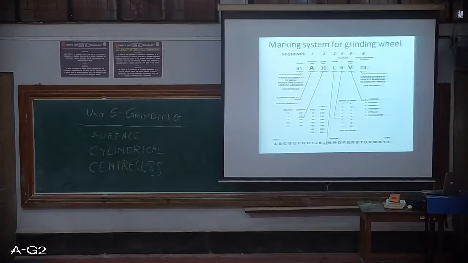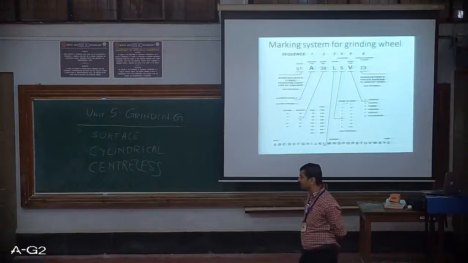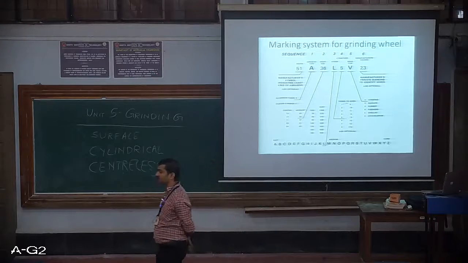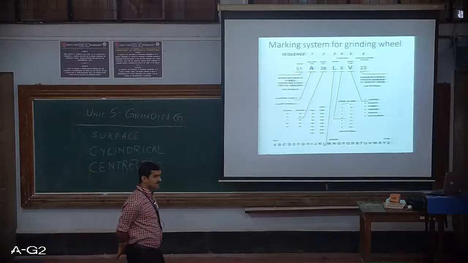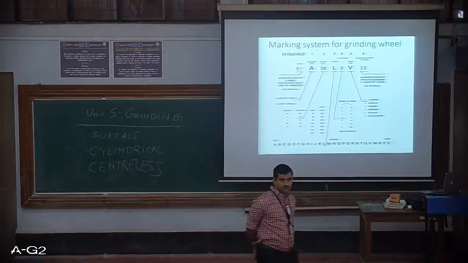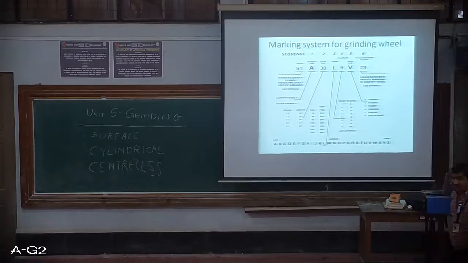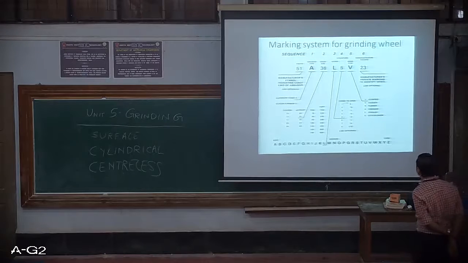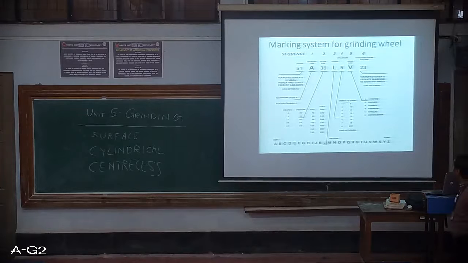Next, bond type, V. So what is that V? You saw so many types of bonding types there. So what are they? Vitrified, silicate, resinoid, shellac, oxychloride and so on. So what type of bonding it is? So that represents the last but one number, the 6th term. The 7th term represents the manufacturer's private marking to identify the wheel.